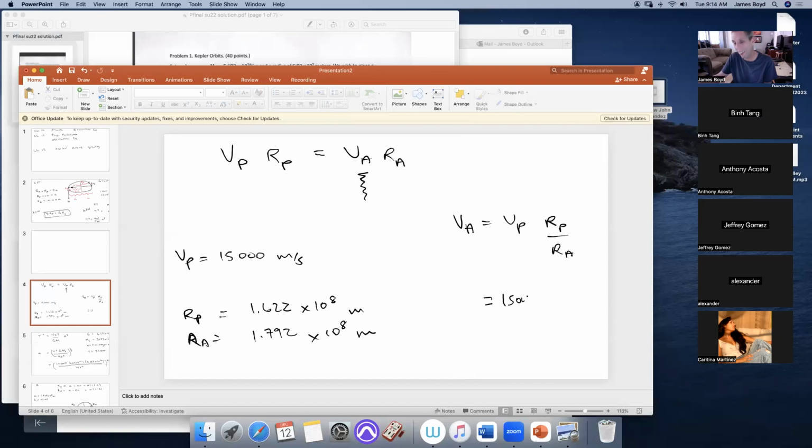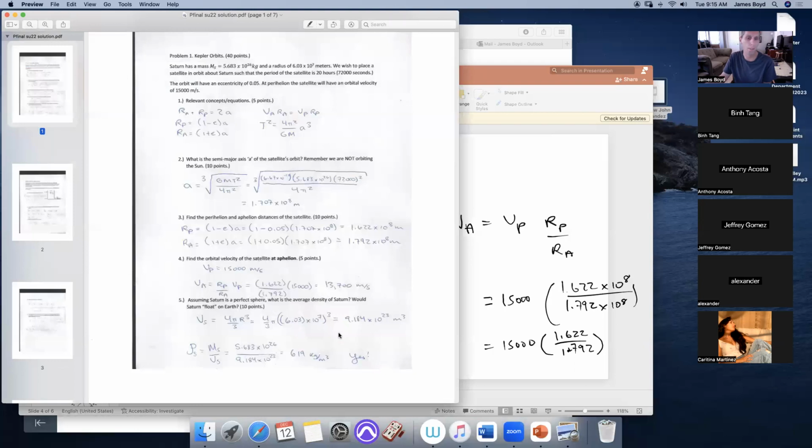This is 15,000. But then here, we can cancel the 10 to the 8th. We don't have to put those 10 to the 8th in because top and bottom both have them. And so I get 15,000 times 1.622 over 1.792. And that will give me 13,700 meters per second, slightly less.